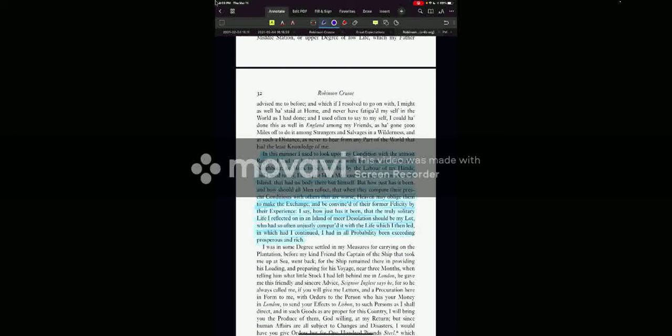But how just has it been, and how should all men reflect, that when they compare their present conditions with others that are worse, heaven may oblige them to make the exchange and be convinced of their former felicity by their experience. I say, how just has it been that the truly solitary life I reflected on in an island of mere desolation should be my lot, who had so often unjustly compared it with the life which I then led, in which had I continued, I had in all probability been exceeding prosperous and rich.